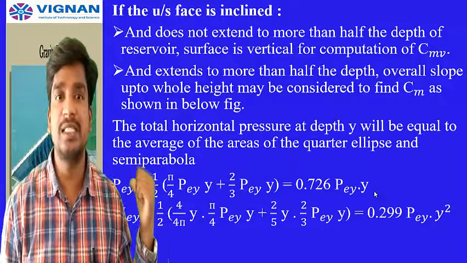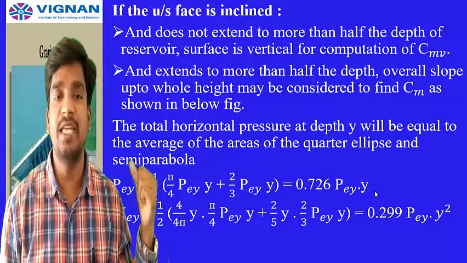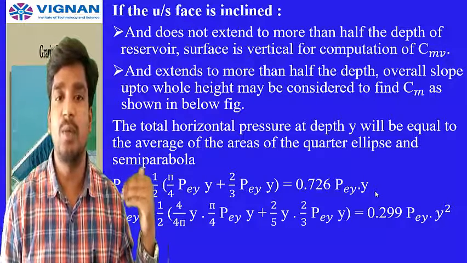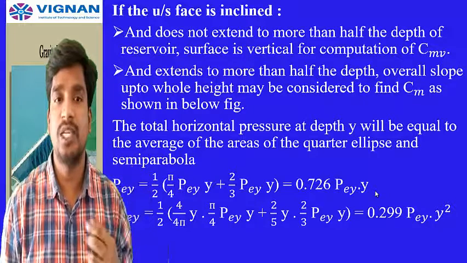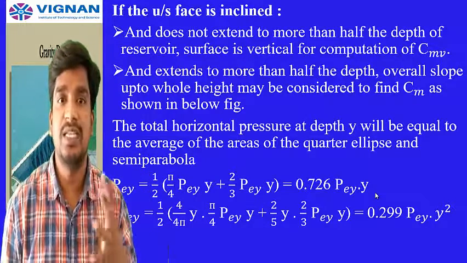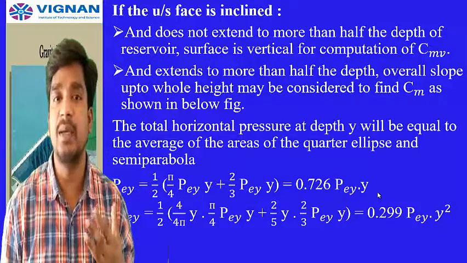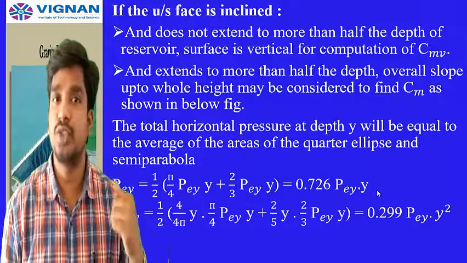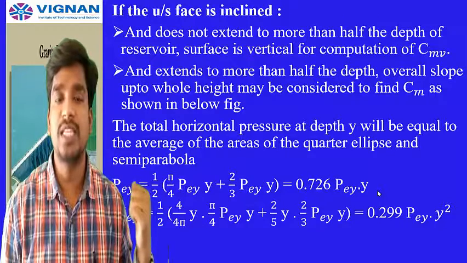Similarly, with respect to this, the moment MEY is also computed, that is 0.299 PEY into y square. So that is the equation. These are the two values of force and moment if the surface is inclined beyond half or less than half. These are the equations to be considered. Please remember this.